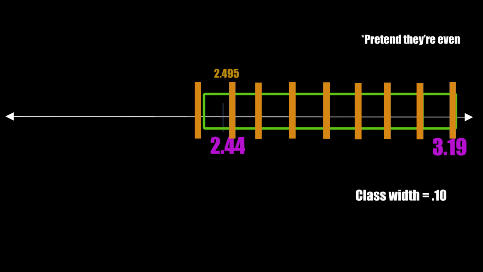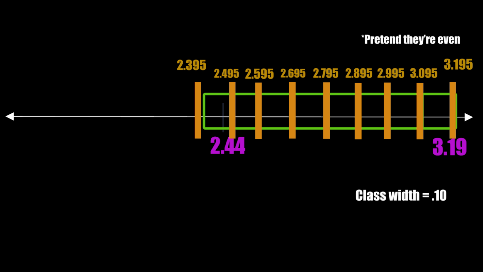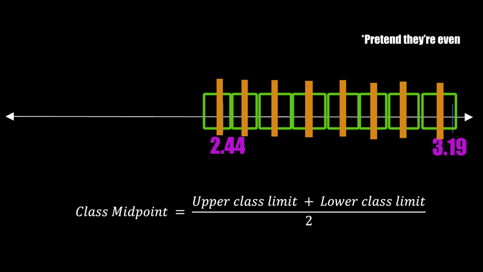Once you find one class boundary, the rest are easy. Just keep adding the class width and subtracting the class width. You can also find the class midpoints by doing the same procedure. It may come in handy when we start plotting these guys.